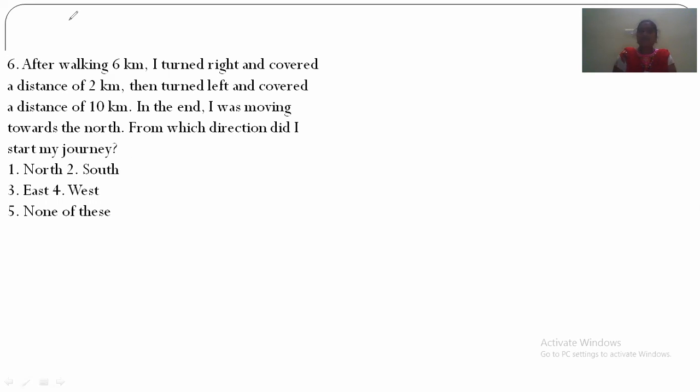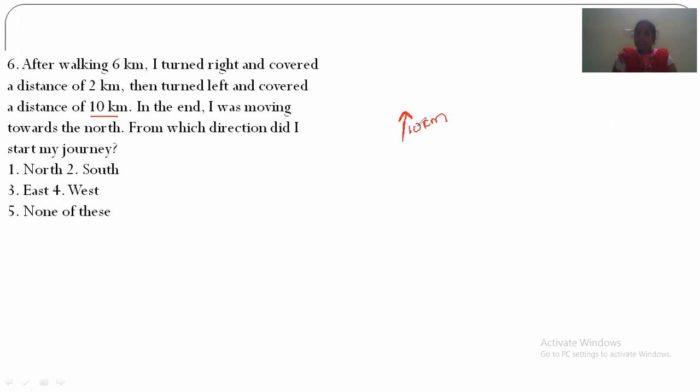So for this one, we have to come from the end point. Last to first, we have to go. In the end, I was moving towards the north, which means at the end, in which direction is he? North direction. So we have to take the reverse. In the end, I was moving towards the north. So north, covered how many kilometers? 10 kilometers. Then turned left.